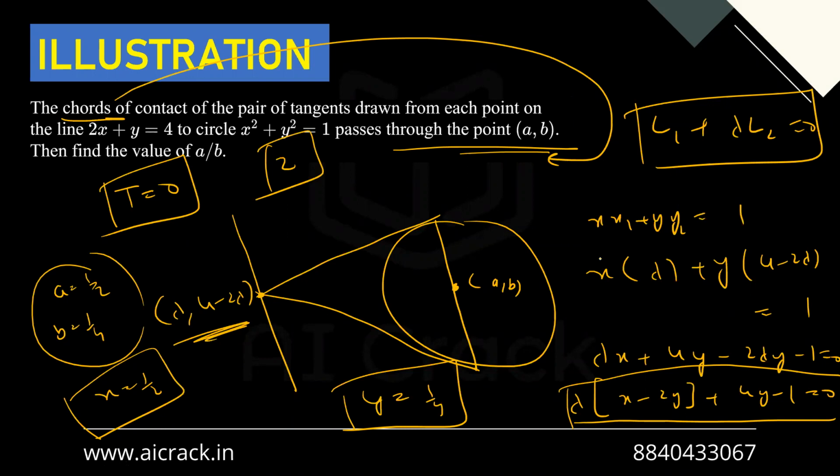So the concept was pretty clear: we have to use chord of contact. Basically, we have to use T equals to 0. The line is given, so we have to take a variable point. And since it says that these chords of contact are passing through a fixed point (a, b), that gives us the hint of aligning our thought process towards the family of lines. So that is how you have to do this question.